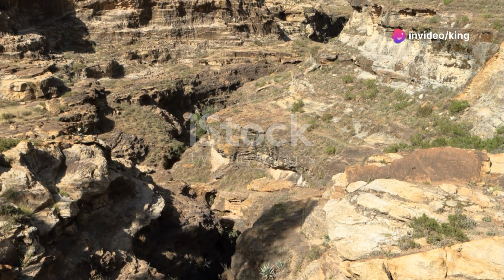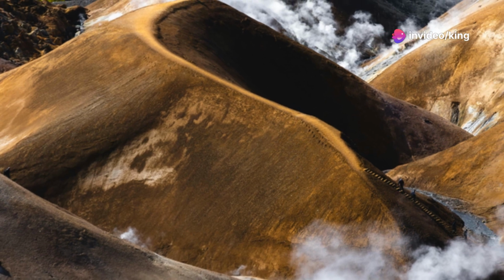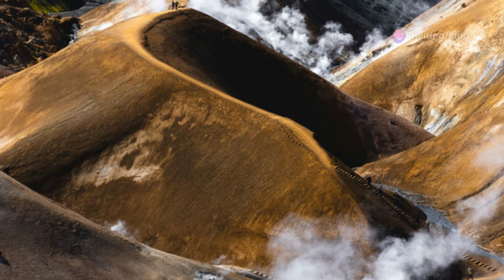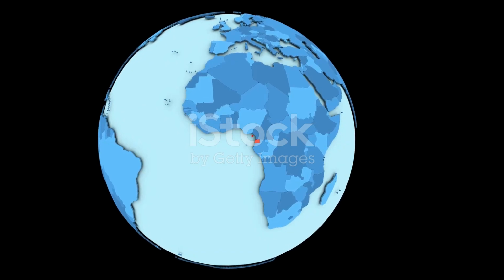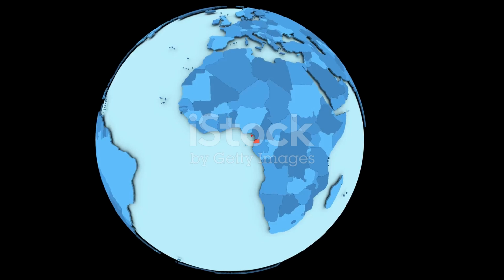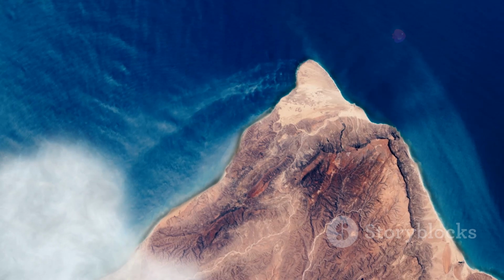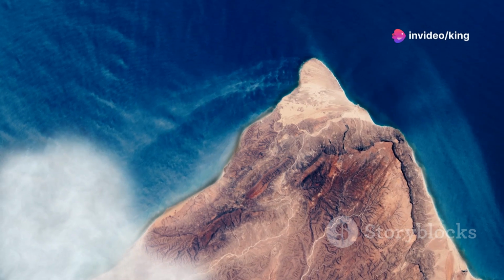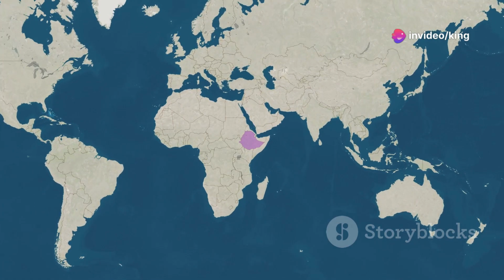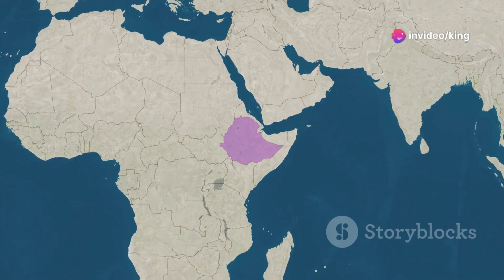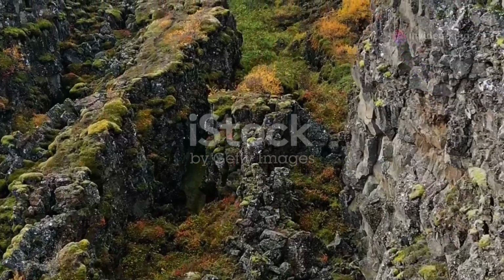The phenomenon you're referring to is likely the ongoing geological activity along the East African Rift System, where the African continent is slowly splitting into two separate plates. This process is occurring along the East African Rift Valley, which stretches from the Afar Triple Junction in the northeast of the continent down through eastern Africa to Mozambique.